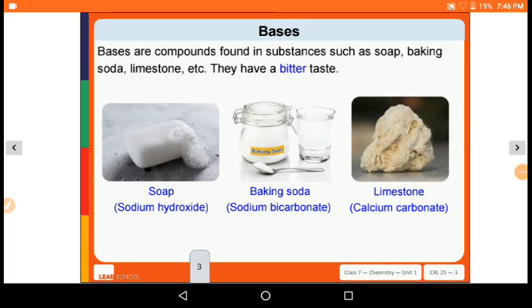So bases are compounds found in substances like soap, baking soda, limestone, etc., and they have a bitter taste. The chemical in soap is sodium hydroxide, in baking soda it is sodium bicarbonate, and limestone is calcium carbonate.